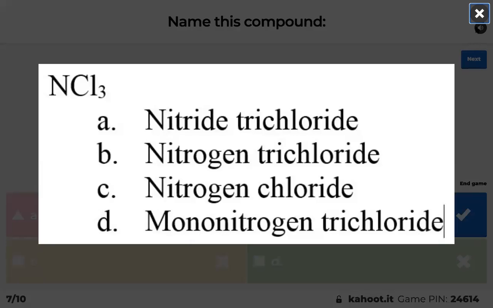What's wrong with A? It has nitride. Yeah, so the first element, we don't change its name. We just leave the regular name from the periodic table. So we don't need to change it. We only change the ending of the second element, okay?